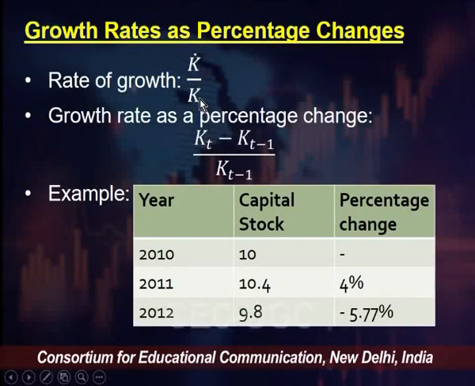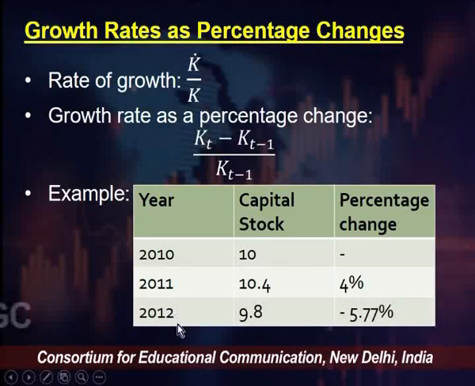Okay, so let's take an example and see how things work in practice. Here I've just made up some data. Let's suppose I have data for the capital stock for the years 2010, 2011 and 2012, for a particular state. Let's say the capital stock in 2010 was 10 rupees, or we can convert it into dollars, so let's say $10 million. In 2011, the capital stock was $10.4 million. So the percentage change here would be 10.4 minus 10 divided by 10 times 100. That is 0.4 divided by 10, which is 0.04 times 100, so that's a 4% change.